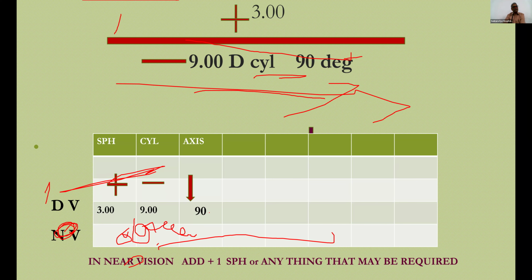Suppose my axis is 170. What will I write? My axis is 170, transpose. What axis are you going to get? 170 plus 90, how much? 260? We have got only 180. Don't say 260. 170 plus 90, how much? Mathematics is bad. 90 plus 90 is 180. Then 80. Suppose 135? 45. 135, 45 will come down.